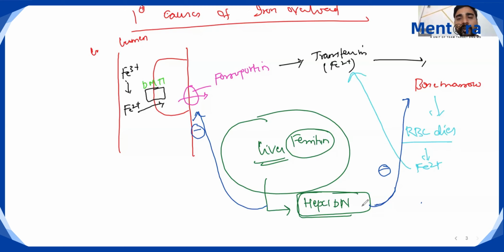So whenever this hepcidin is lost, there is no inhibitory effect on the gut and no inhibitory effect on the bone marrow. More iron is coming into the body, and that leads to what is called iron overload. Clear? Now, what are the things that can affect hepcidin? Hepcidin is synthesized by the liver mainly to decrease iron absorption from the gut and also to decrease iron release from the bone marrow, thereby preventing iron overload. This is a protective mechanism which our liver develops by synthesizing hepcidin.